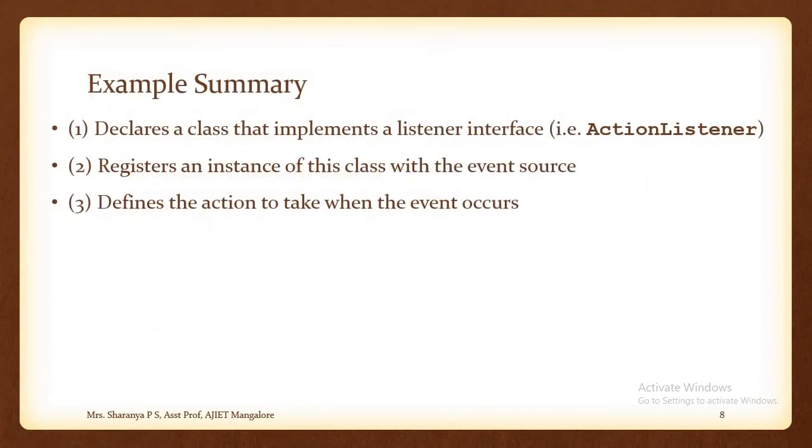As a summary, first we have to declare the class that implements the listener, the action listener, and then we have to register an instance of this class with the event source, and then the action it is supposed to perform. In simple terms, first we have to implement the listener interface. Then we have to register the instance of the class for which the event needs to be performed. And next, what event needs to occur. These are the three steps to be followed to handle any event.